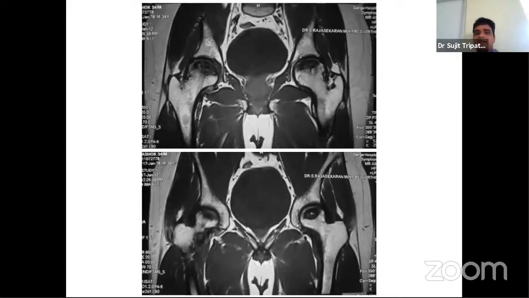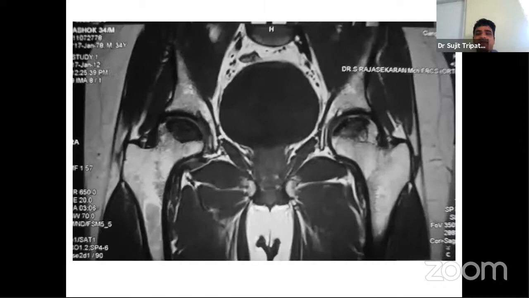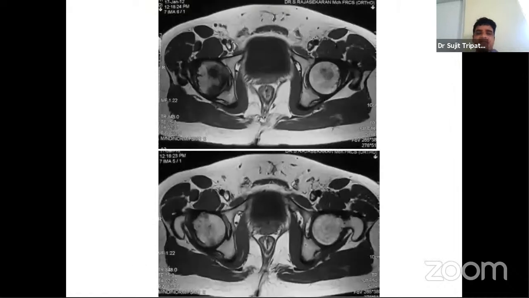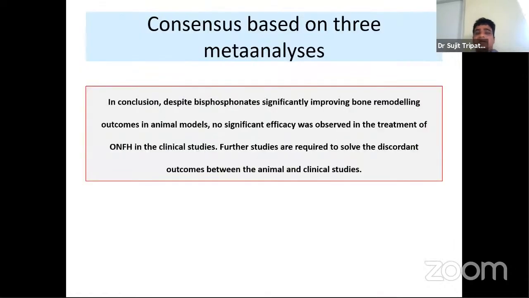So that's what Professor Raj Sekaran mentioned once in one of the conferences, that probably the efficacy of alendronate cannot be ignored. But these are all personal experiences. And even in my series also, I have seen many patients in whom the disease has not progressed in some of the cases, but I cannot say that it has reversed. So coming to the consensus based on all 3 meta-analyses published till date, although bisphosphonate significantly improves bone remodeling in animal studies, there is no significant efficacy observed in clinical studies, hence it cannot be accepted.